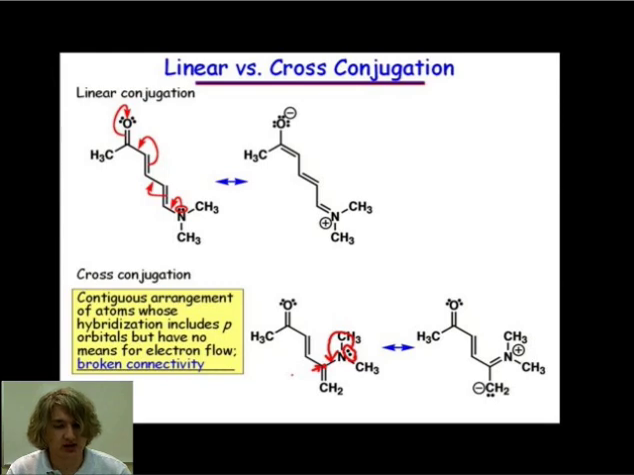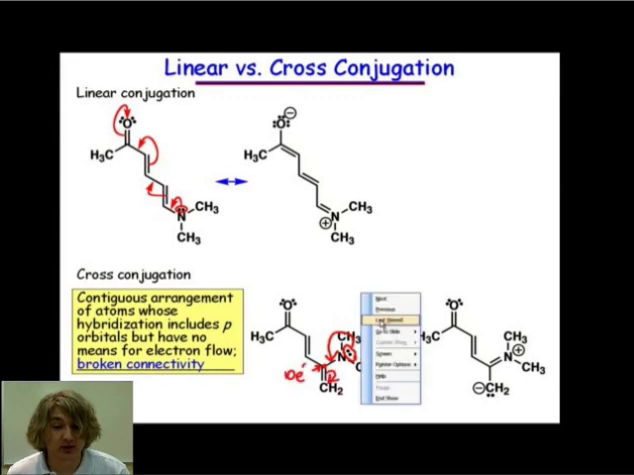So we're stuck pushing them onto that bottom carbon. There's nowhere else for them to go. And once they park on that carbon, our flow has been stopped. So this is an example of our cross-conjugated system.